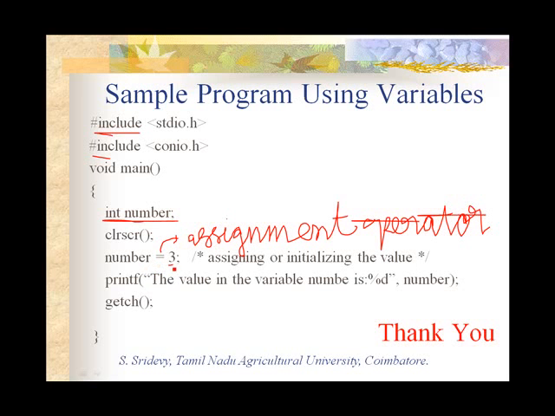Now once after storing this value 3 in the variable number, I try to retrieve it to print with the help of the print function. Here I have made use of the printf statement. Printf, the value in the variable number is %d. This is an escape sequence and this is a control string which is used to print an integer number.